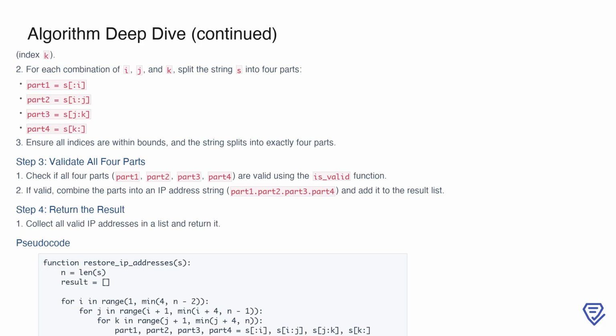After splitting, we validate each of the 4 parts using the is_valid function. If all parts qualify as valid IP address segments, we combine them into a complete IP address, formatted as part 1.part 2.part 3.part 4, and add it to the result list. Finally, after iterating through all possible dot placements, the algorithm returns the list of valid IP addresses. This process ensures that every possible combination is tested, while filtering out invalid results using our validation logic.